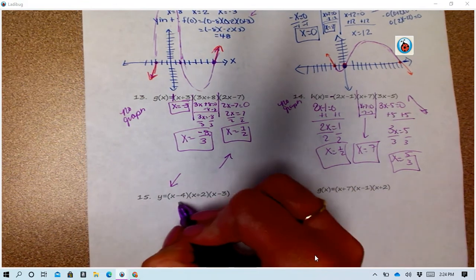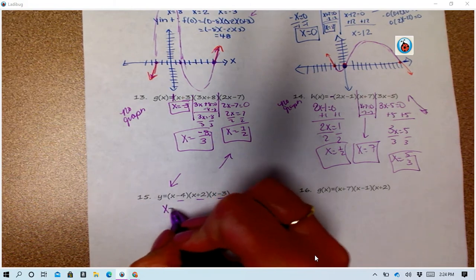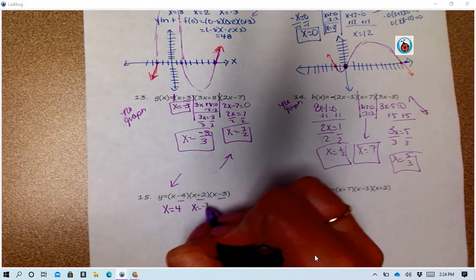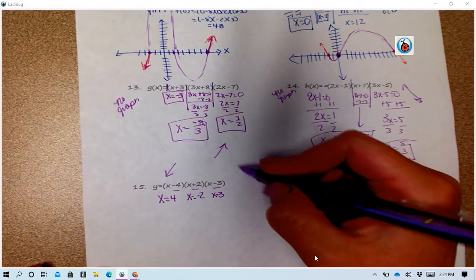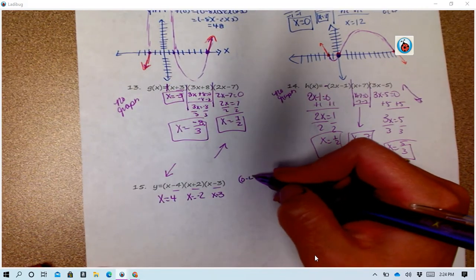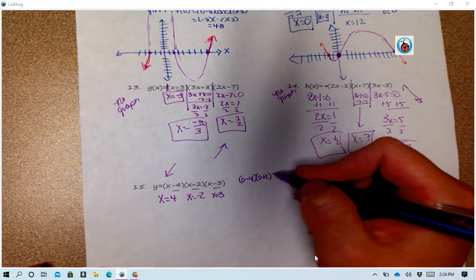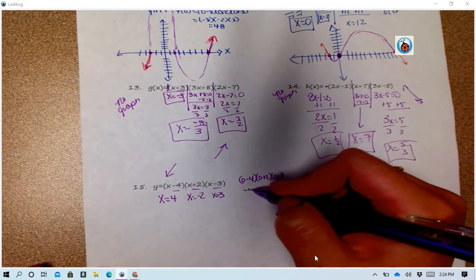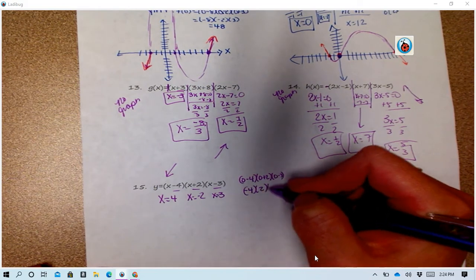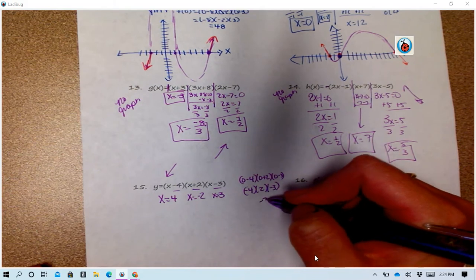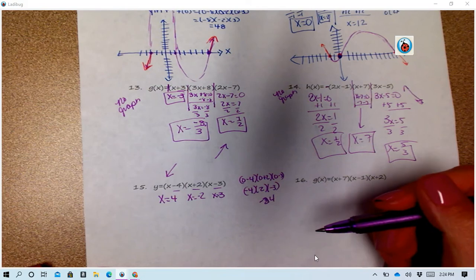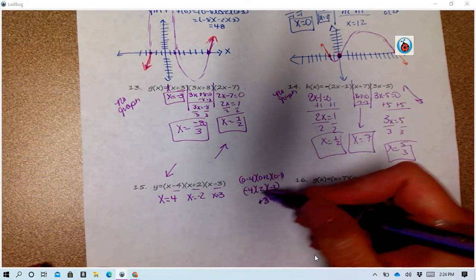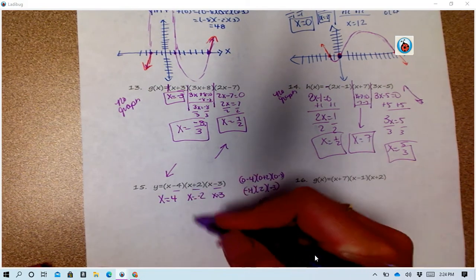Okay, 15, I'm going to use the shortcut here. We would have 4, -2, and a +3. I'm also going to go ahead and find my y-intercept just to see what it is. So you would have -4 times 2 times -3. That would give us -24. No, I'm sorry, +24, because a negative times a negative is a positive.